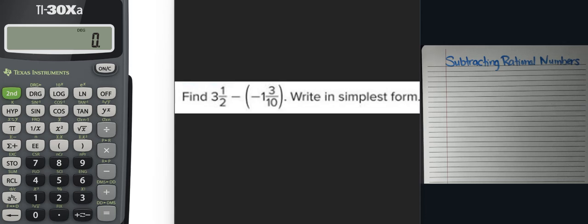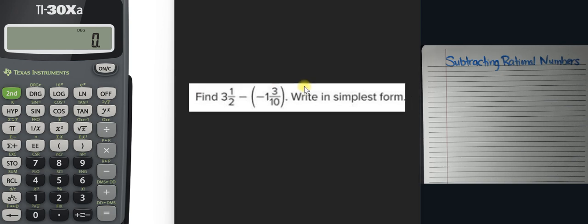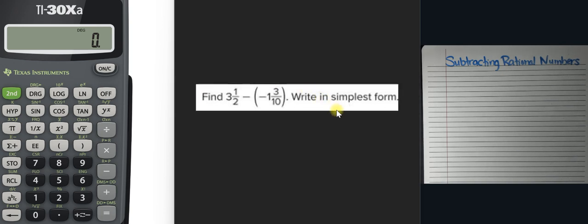All right, so we are working on another example where we are going to find 3 and 1/2 minus -1 3/10. They want us to write this in its simplest form. When they tell us that they want us to write it in simplest form, that means that they want us to write it in a fraction form. But we could look at each of those terms.